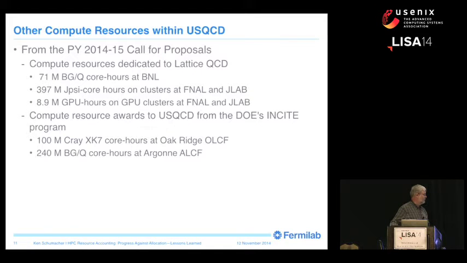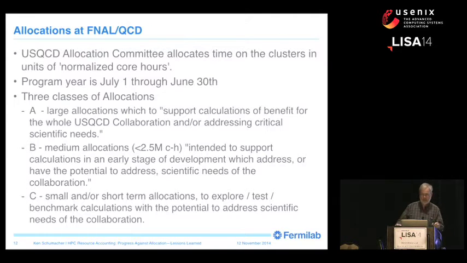There's also some, they call them leadership class computers, that we have access to as part of the DOE's INCITE program. We get 100 million hours out of the Cray that's at Oak Ridge National Labs, and 240 million hours out of the Blue Gene cluster over at Argonne. Lots of compute power that's used for the entire collaboration. The reporting that I do is strictly on the Fermilab equipment.